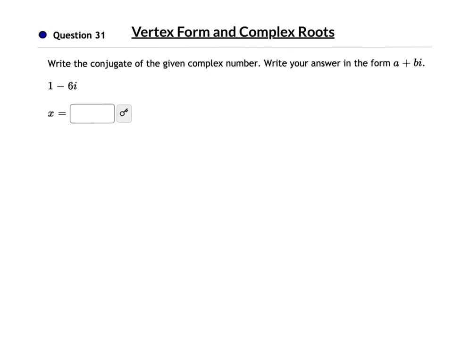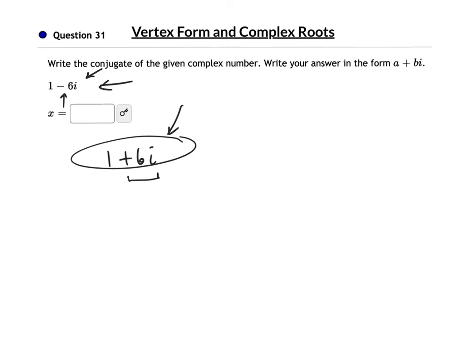And these last two take a few seconds each. Find the complex conjugate of the given number. The conjugate is when the sign of the imaginary term is the opposite. The conjugate of 1 minus 6i is 1 plus 6i. Don't be confused if they're written in a different order. It's the imaginary part that changes the sign. And what we know is that if this was a solution to an equation, this would also be a solution, because the solutions of complex numbers always occur in pairs.